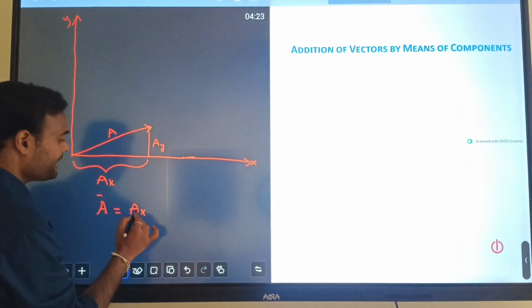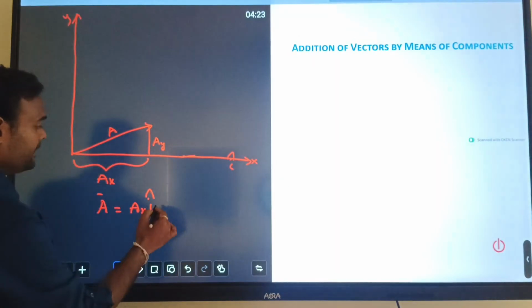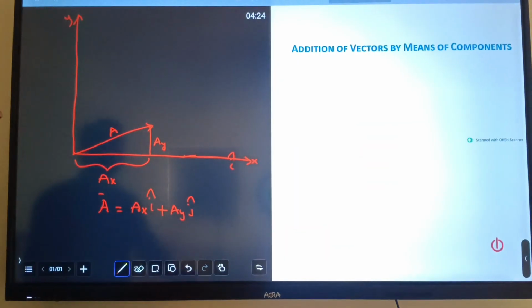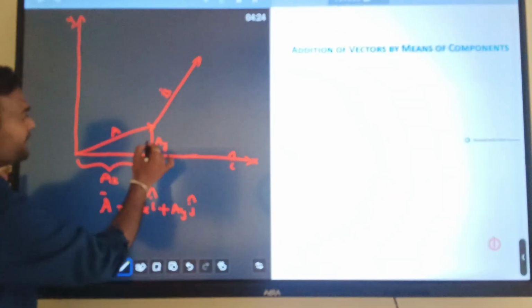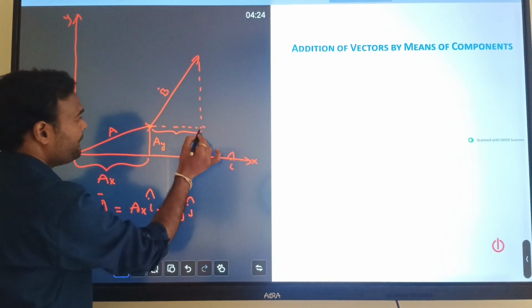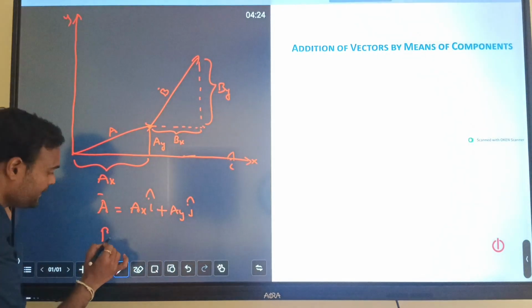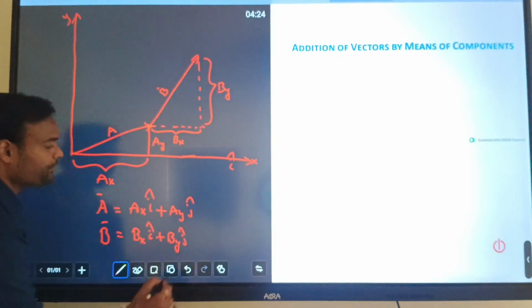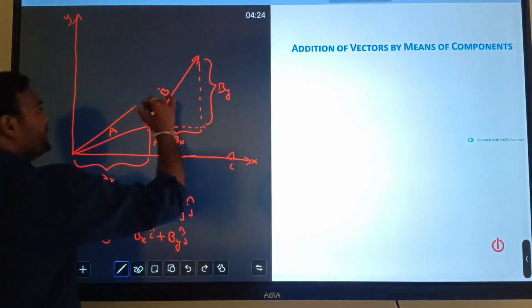It is Ax i cap, which means along the x-axis. Then Ay j, representing the y-axis. Similarly, if I am adding one more vector to this vector, the B vector, this B vector will again have two components. This becomes Bx, this becomes By. So again I can write B = Bx i + By j. Now suppose I am adding these two vectors.